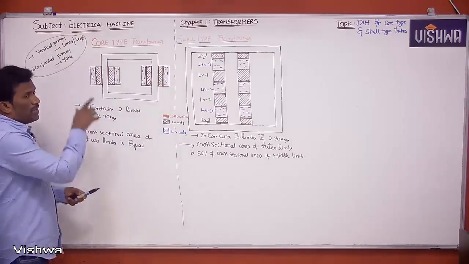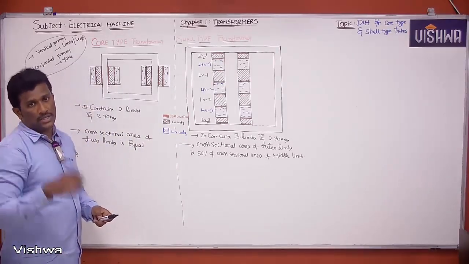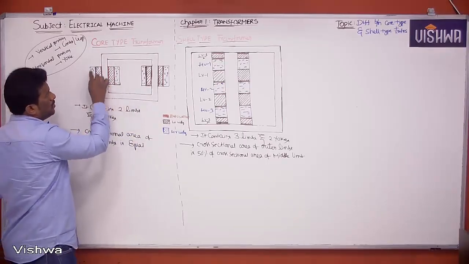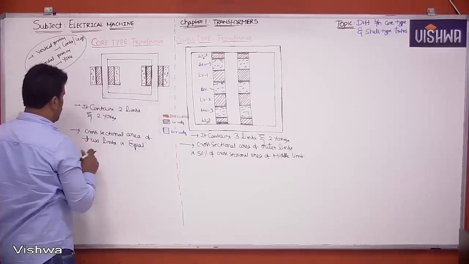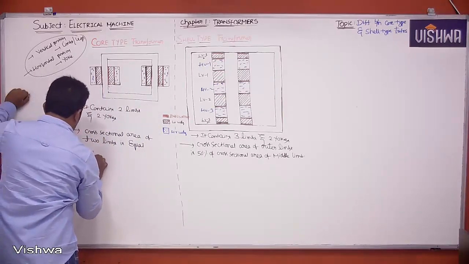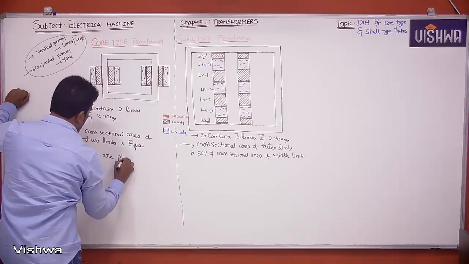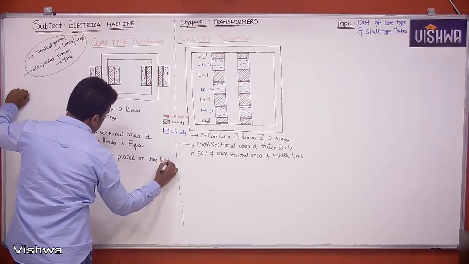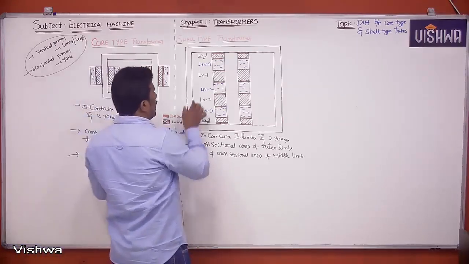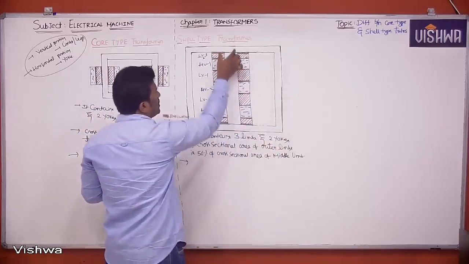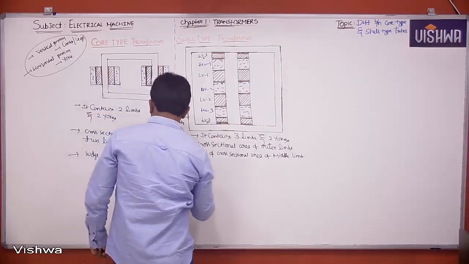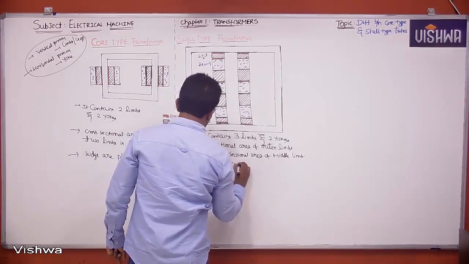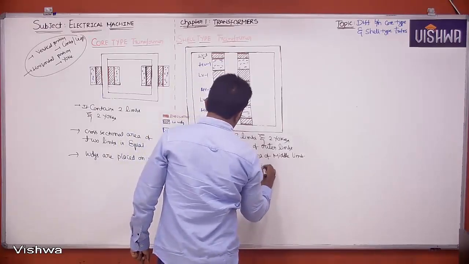And one more thing. See, if you observe clearly in a core-type transformer, where we are placing windings, on two limbs or only on one limb? Observe clearly here. We are placing windings on this limb and this limb also. Let me write here: windings are placed on two limbs. And what about here? We are not placing windings on outer limbs. We are placing windings only on the middle limb. Windings are placed on middle limb only.